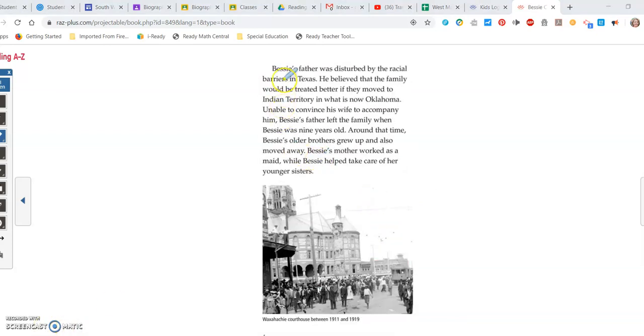On this next page, it tells us a little bit about how Bessie's father was really upset about the discrimination towards people who were African American. So he wanted them to move, and his wife wouldn't do that. So he had left the family when Bessie was 9 years old. Here is a transitional phrase, around that time. So it's happening in conjunction with her being 9 years old. Bessie's older brothers grew up and also moved away. Bessie's mother worked as a maid while Bessie helped take care of her younger sisters.